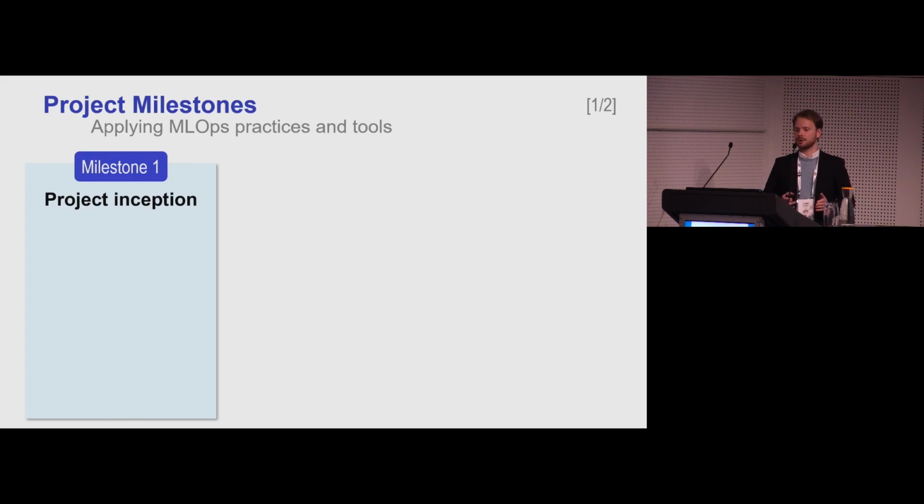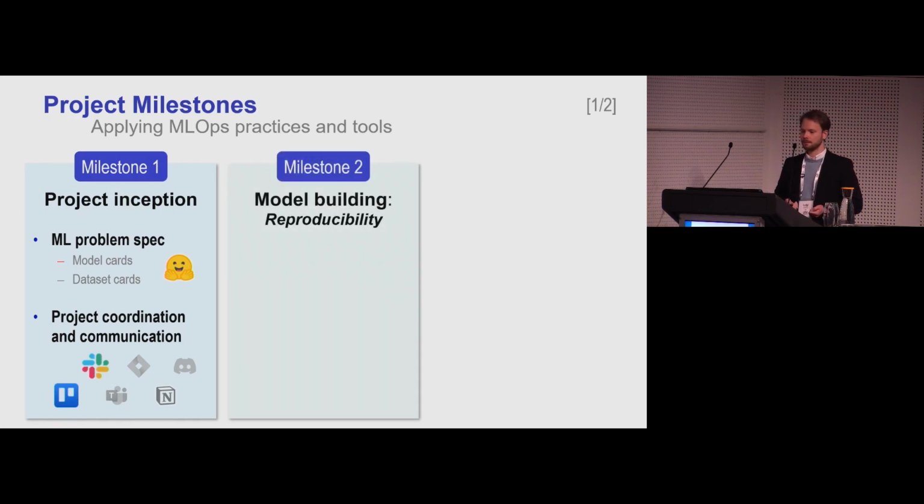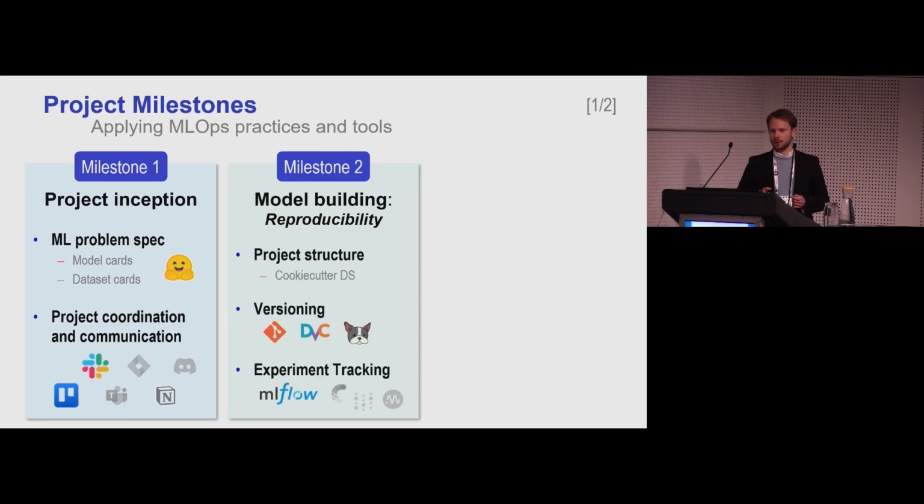We organized our course into 6 milestones. During the first milestone, we asked the students to select a problem to solve with ML and describe it using model cards and dataset cards, and to choose how to communicate and coordinate their work. In the second milestone, we focus on the reproducibility of the model training pipeline. We ask the students to be consistent in structuring their project and to version not only their code, but also their data and models using tools like DVC. And also, we ask them to track their experiment using tools like MLflow.